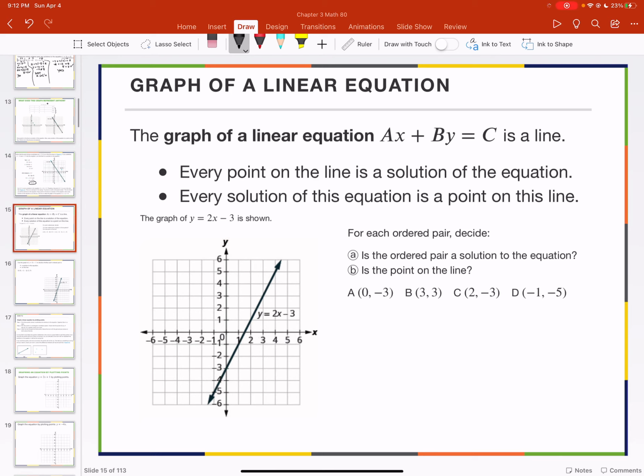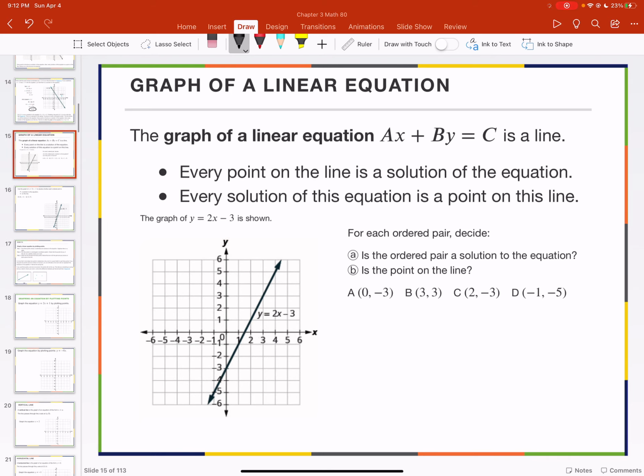What else? Okay, so here, continuing to say a few words more about the graph of a linear equation. Yes, it's in the form ax plus by is equal to c. Right now it is, but it can come in other forms. So notice this one, the graph of y is equal to 2x minus 3. It's not in that form, but it's still a line, okay? We already said that every point on a line is a solution of the equation. Every solution of this equation is a point on the line. They're kind of like the same thing.